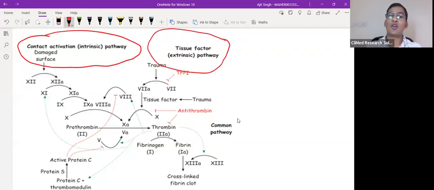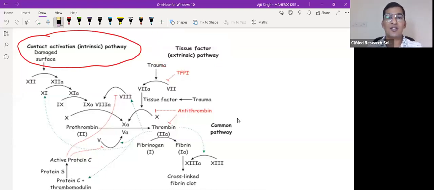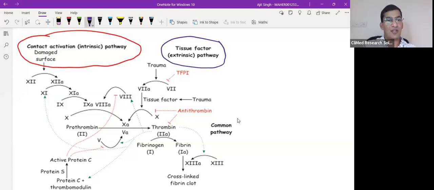Can someone tell me what the exact difference is between the extrinsic pathway and the intrinsic pathway, guys? Tell me. I'll make it very simple for you. You might be scared of the coagulation pathways, but I'll make it so simple that you will never forget it. I'm very sure. Tell me if you know the exact difference.